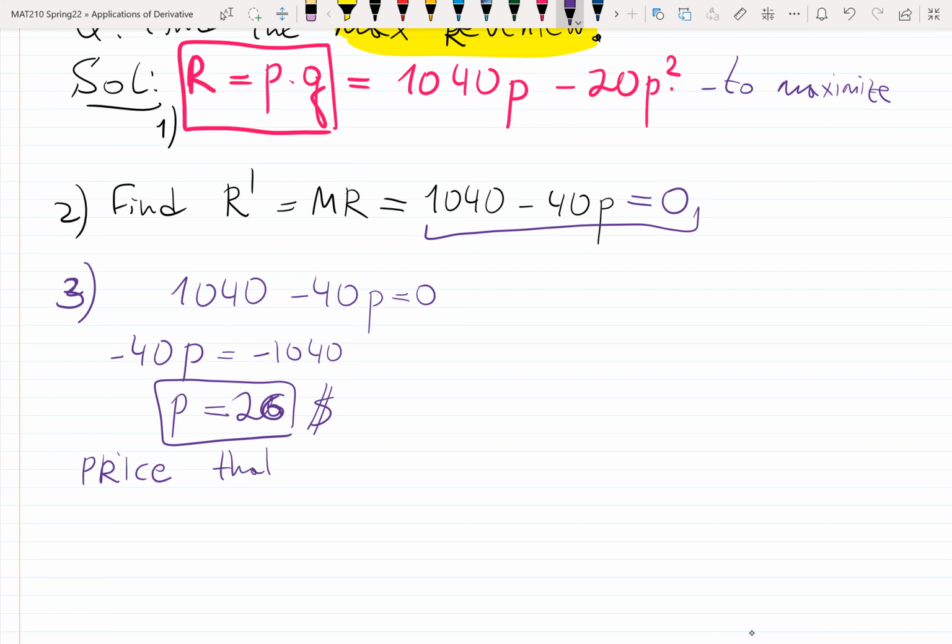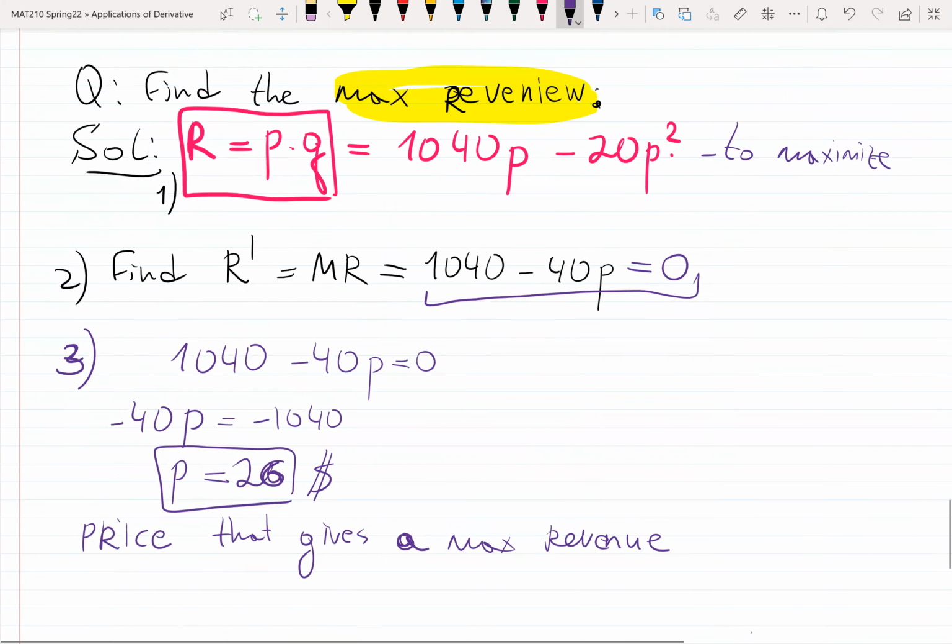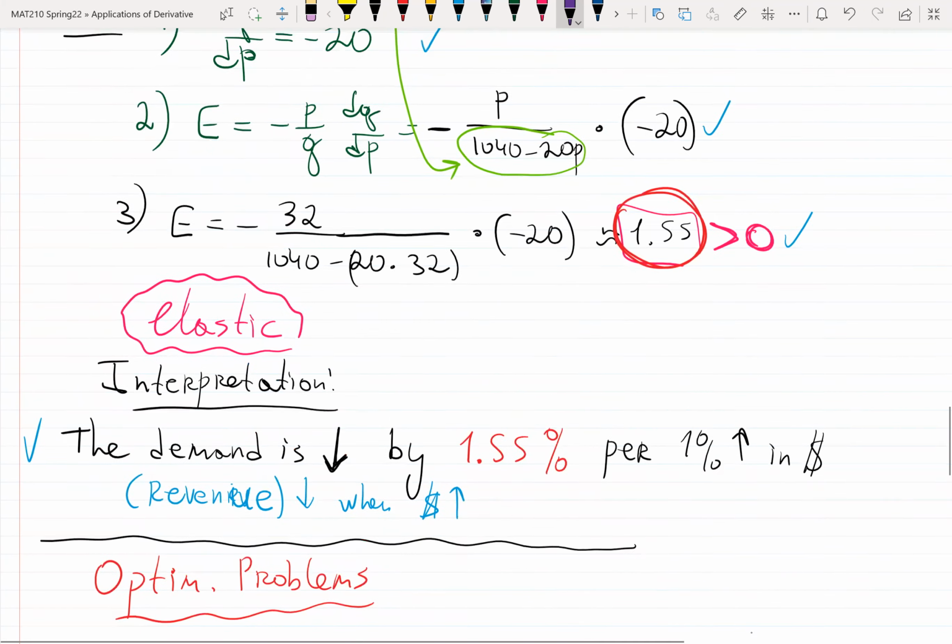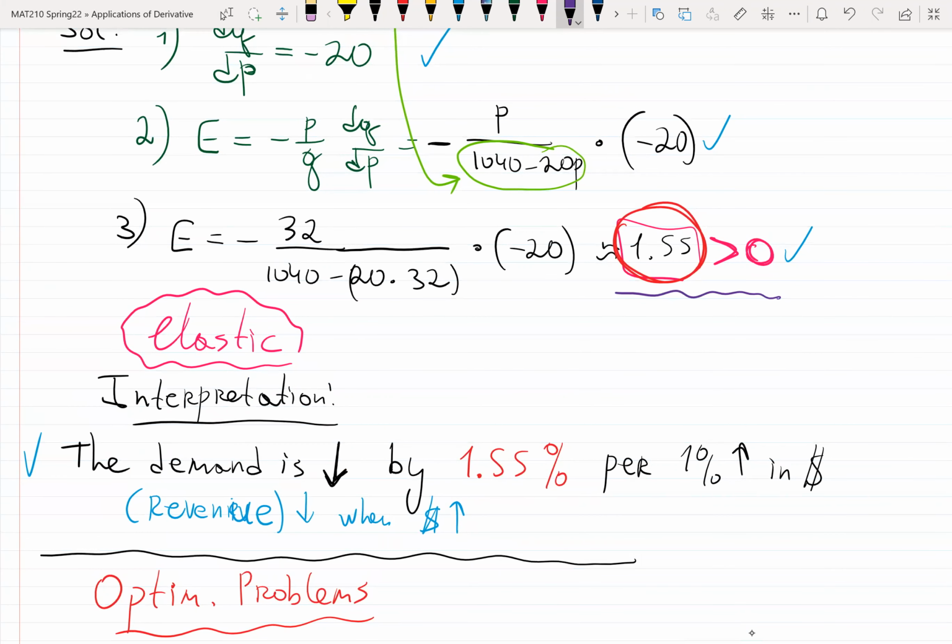Price that gives a maximum revenue. That's a pretty cool idea that you can actually find mathematically the best price for your object, in this case, oranges. They were selling at $32 per orange. And we just learned from the previous example that people will stop buying them. People are elastic for this problem. They will just stop buying them, they're too expensive.